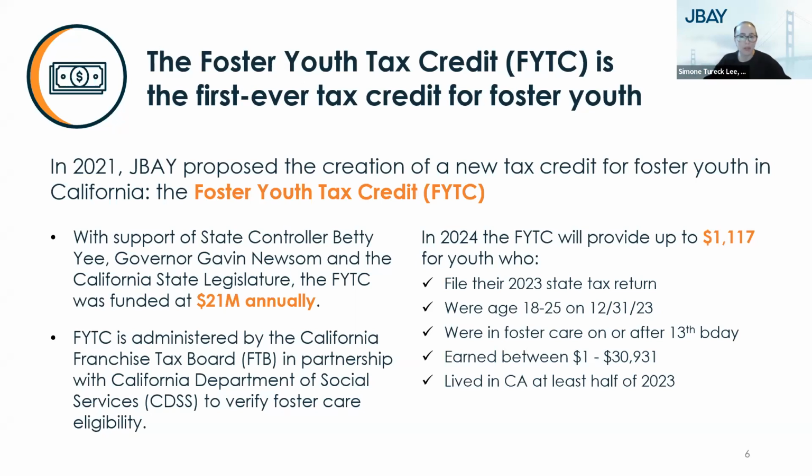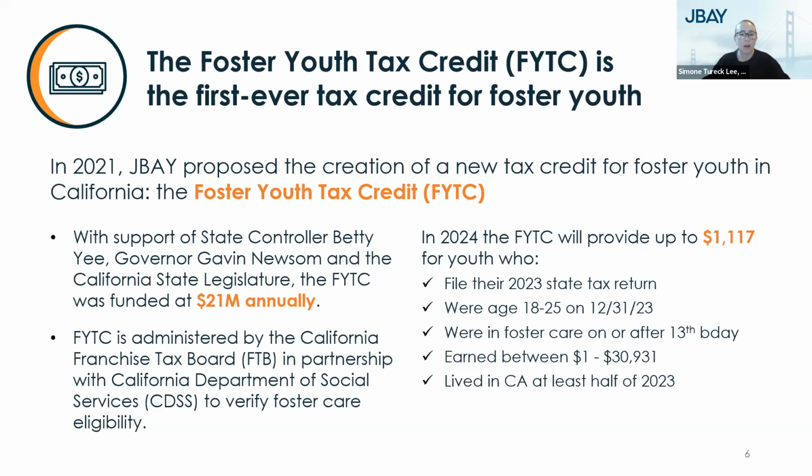So the Foster Youth Tax Credit was established in 2021. We proposed this idea to the governor, and he was very supportive of it. He included $21 million in the state budget for it. And we had tremendous support in making this happen through the former state controller, Betty Yee, as well as key members of the legislature. And this tax credit's administered by the California Franchise Tax Board because it's a state credit. So not federal, not the IRS, but the FTB.